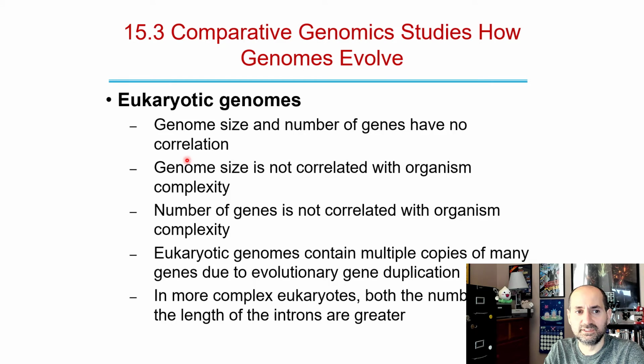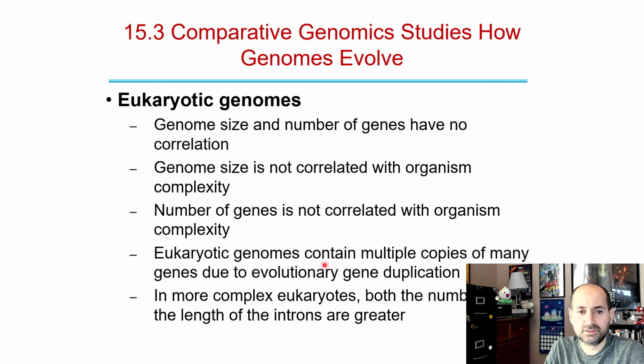There's no correlation there. Genome size is not correlated with organism complexity either. Just because you have more DNA doesn't make you a more complex creature. The number of genes is not correlated with organism complexity. So the amount of DNA is not correlated with organism complexity, and the number of genes isn't either.